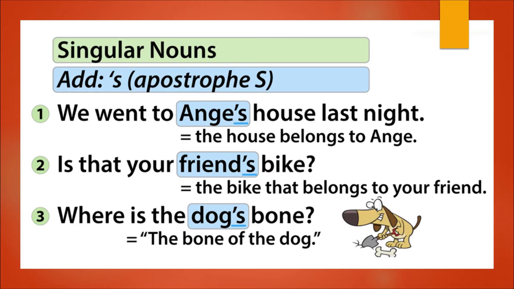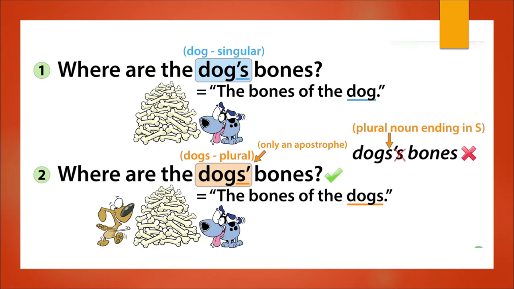Let's take a look at the difference if one is singular and one is plural, okay? In the first sentence here, we have only one dog. And in the second sentence, there are two dogs. Just look at what is written there. Where are the dog's bones? Bones is plural because as you can see in the picture, there are a lot of bones. But there's only one dog. Where are the dog's bones? Dog plus apostrophe S. It means the bones of the dog. This is in the singular form.